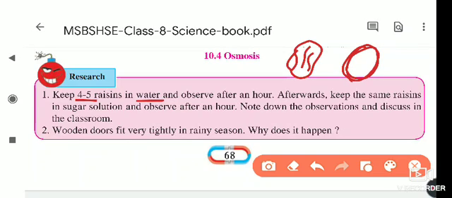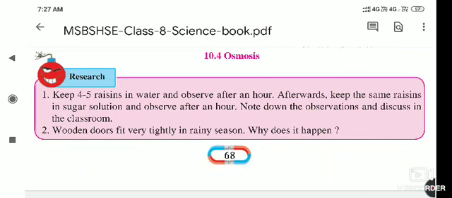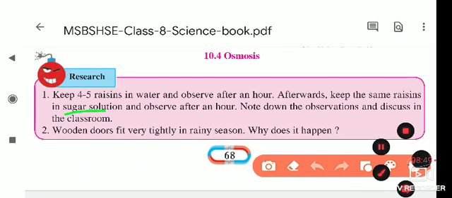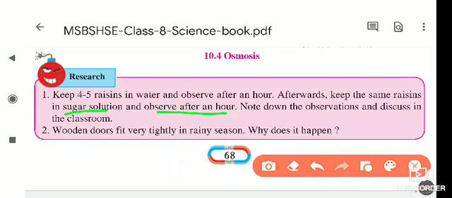And why does this happen? The reason is that the raisins' bodies are shrunken, but when we keep them in the water, the water outside the raisin's body is more than inside the raisin's body. So water from the outer environment enters into the body of the raisin, and that's why it swells and becomes turgid. Now what they told you here: keep the same raisins in sugar solution and observe them after an hour. First take them as they are, and afterwards keep them in the sugar solution, note down the observation, and discuss it in the classroom.